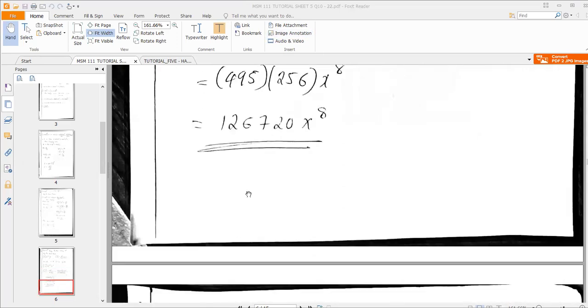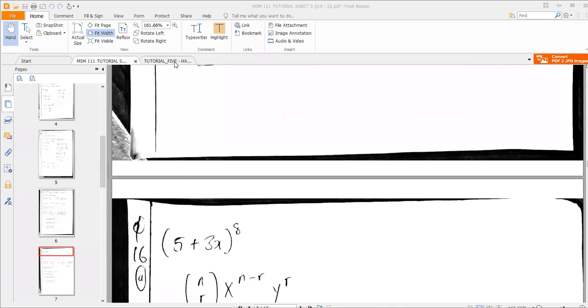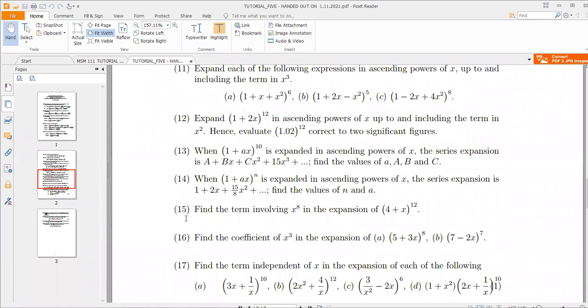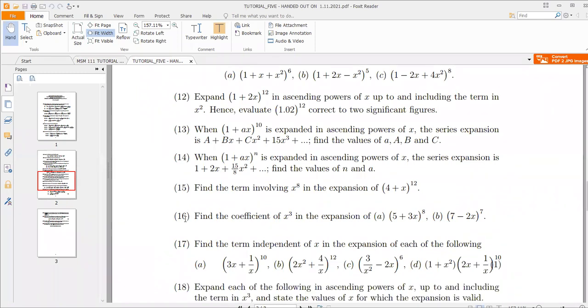Wonderful. We proceed. So for question 15, this is 16, sorry. Find the coefficient of x to the power 3 in the expansion of 5 plus 3x to the power 8. I believe you are able to see this question, isn't it?